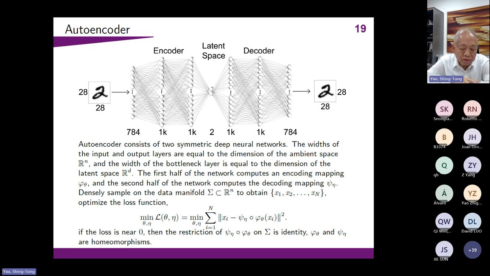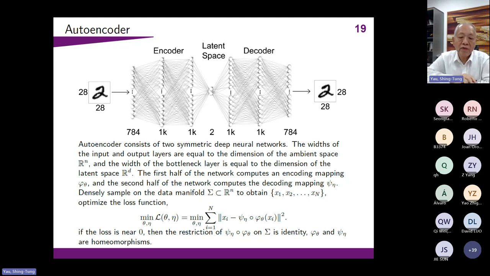One example of a classical generative model is the autoencoder. It consists of two symmetric deep neural networks. The width of the input and output layers is equal to the dimension of the ambient space, R^n, and the width of the bottleneck layer is equal to the dimension of the latent space, R^d. The first half of the network computes an encoding mapping phi_theta, and the second half computes the decoding mapping psi_eta.